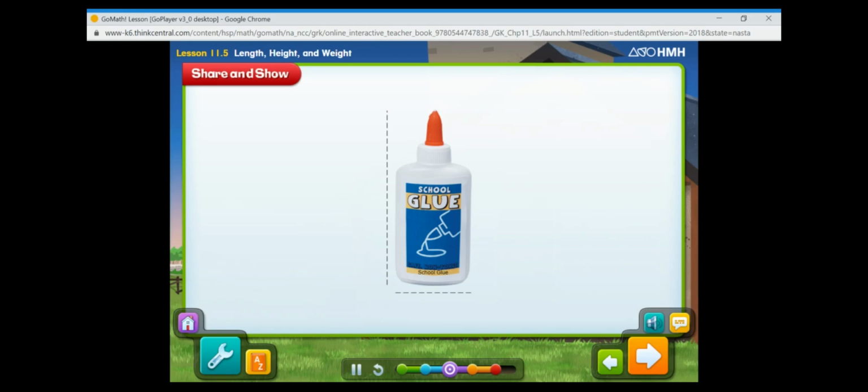left to right. Let's see if we can highlight the line that represents the height of the glue bottle in blue. Perfect. As you see here, the blue line is running bottom to top to measure how tall the glue bottle stands. And as always, if we wanted to measure weight, we could measure it by holding or putting the glue bottle on a scale.